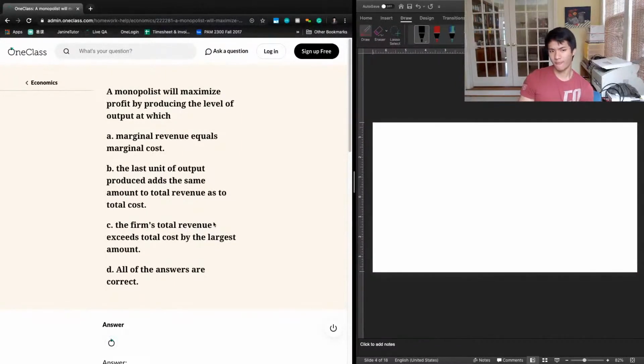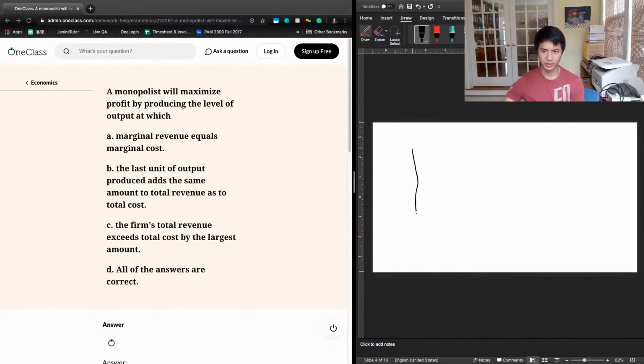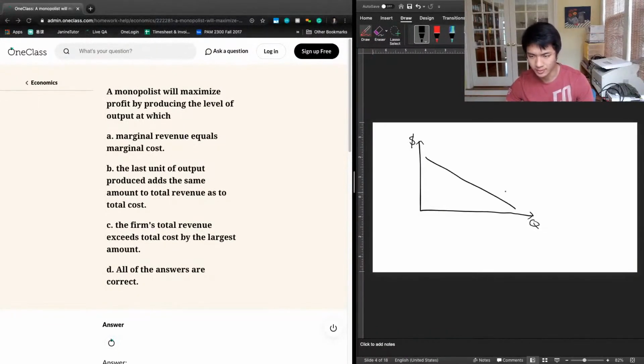So let's take a look at what the monopoly's graph looks like to explain the answer to this question. So we have our monopoly. A regular supply and demand graph with our monopoly set up. So we have our demand, we have our marginal revenue, and then we have our supply. And so where do we produce here?